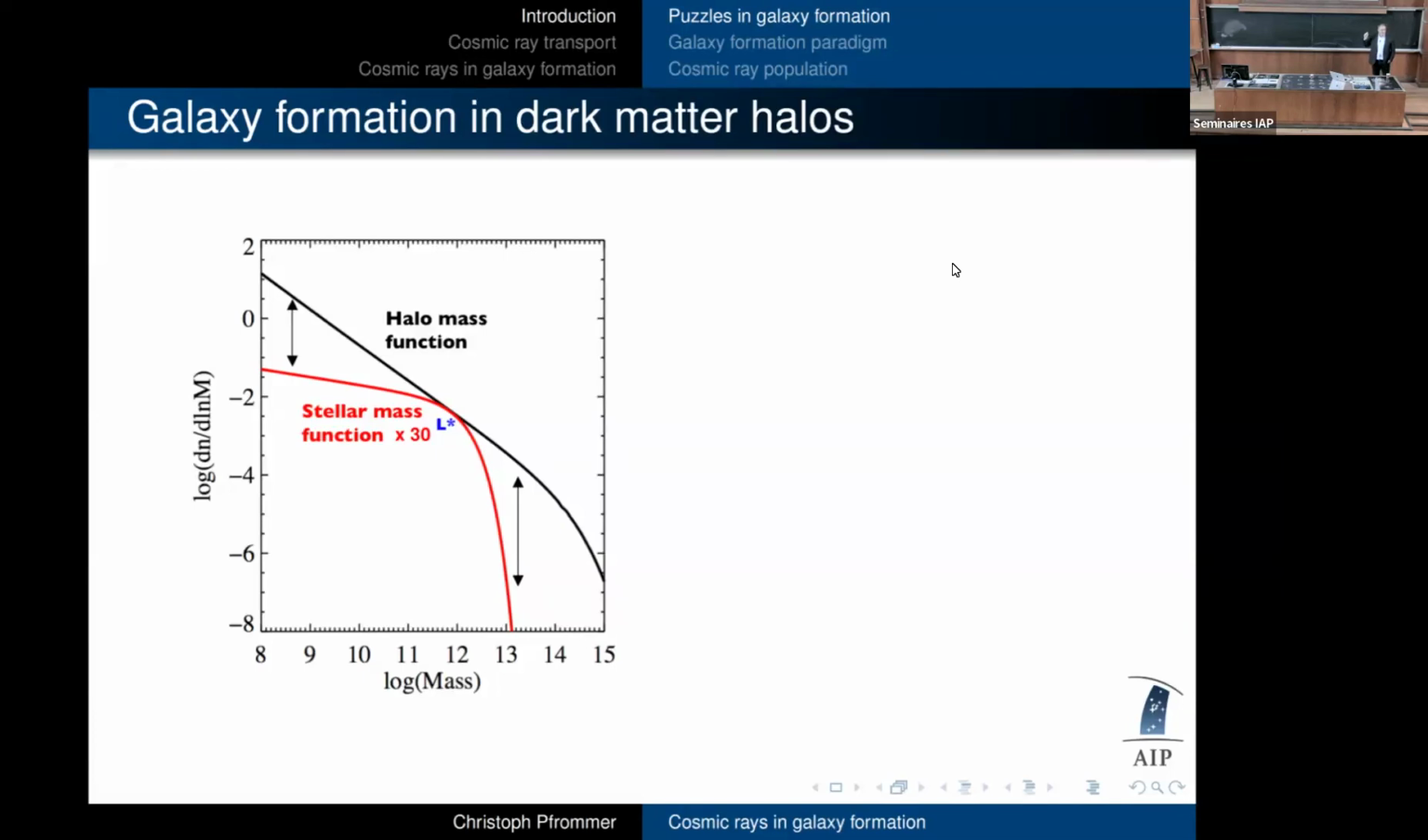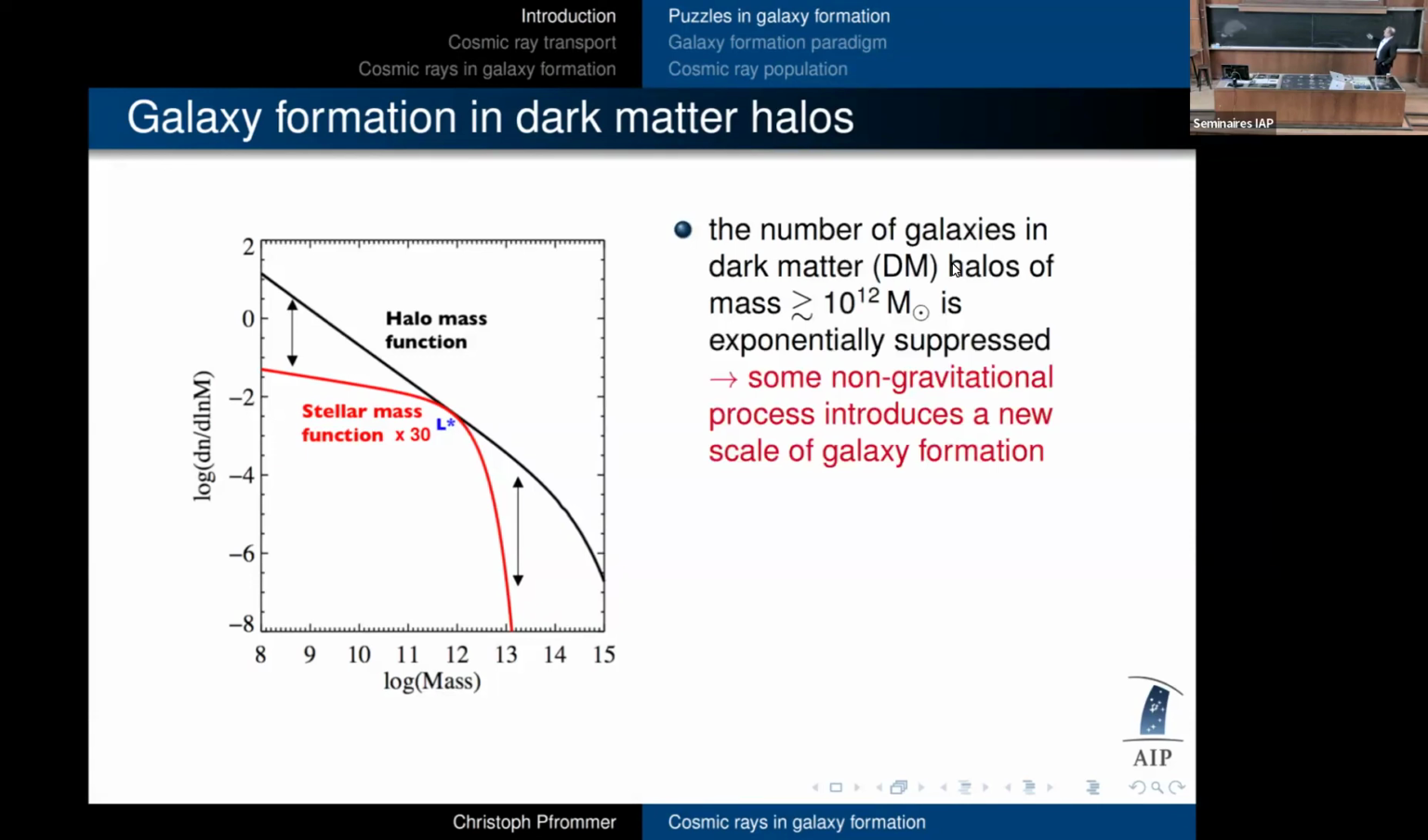And then you place galaxies inside these dark matter halos, and that function, a stellar mass function, is shown in red, which looks completely different in comparison to the underlying dark matter mass function. Why is this? Well, apparently you need to suppress galaxy formation on a scale that is larger than 10 to the 12 solar masses. Some non-gravitational process introduces a scale in galaxy formation.